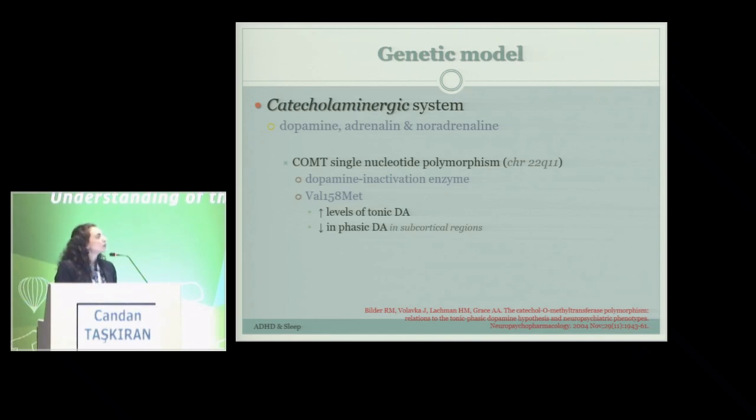Another model is the genetic model, and this is a new model. We don't have the clear-cut evidences for this model, but as I have already mentioned, in the COMT genes, when we see single nucleotide polymorphism, it might have changes in the dopamine inactivation enzyme, and this can lead to ADHD and sleep continuity problems, and also has an impact on the working memory and the executive functions.